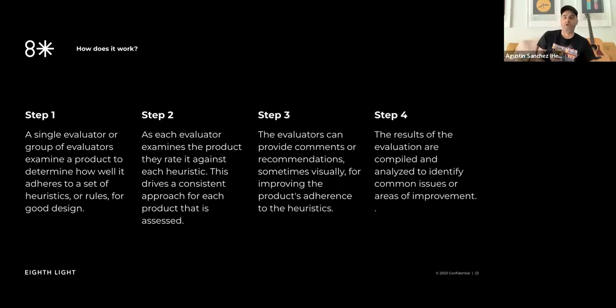So how does it work? How do we approach a heuristic evaluation? Step one is who's the participant. This can be right-sized to be a single person evaluating it or a group of people. And what we do is we have a set of heuristics or rules for good design that we're assessing a product against. We'll go into a little more detail about that on some of the subsequent slides. Step two, each evaluator examines the product, rates it against each of those rules for good design, and it drives a consistent approach to the way the product is assessed.